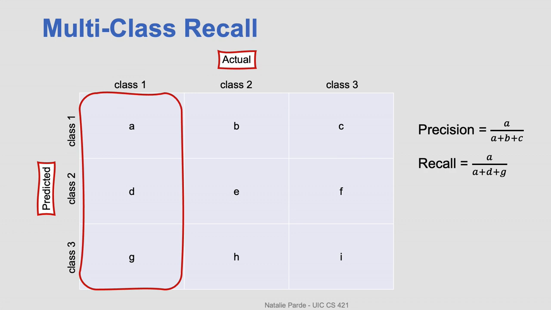Multi-class recall works similarly. If we want to compute multi-class recall for class 1, we would divide the value in cell A, again the true positives, by the sum of the values in cells A, D, and G. These together are the total number of instances with actual labels of class 1.